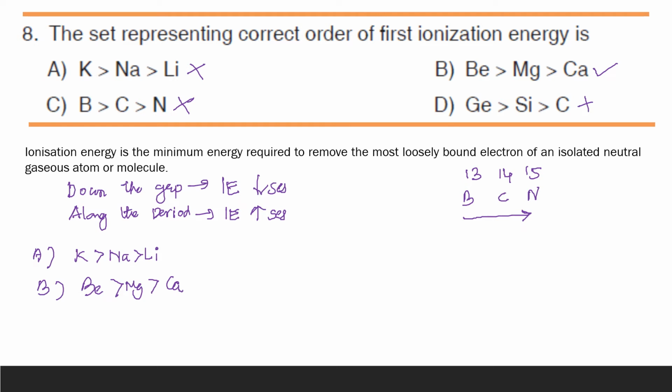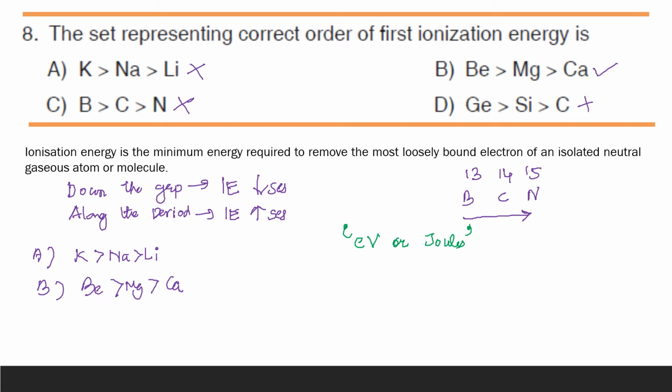Okay, so the correct option is beryllium greater than magnesium, greater than calcium. Now, I would like to share with you some points regarding ionization energy, which are also quite useful for you. Ionization energy is actually a kind of energy. So normally the unit of ionization energy is electron volt or joules. These are the two units in which we represent ionization energy.